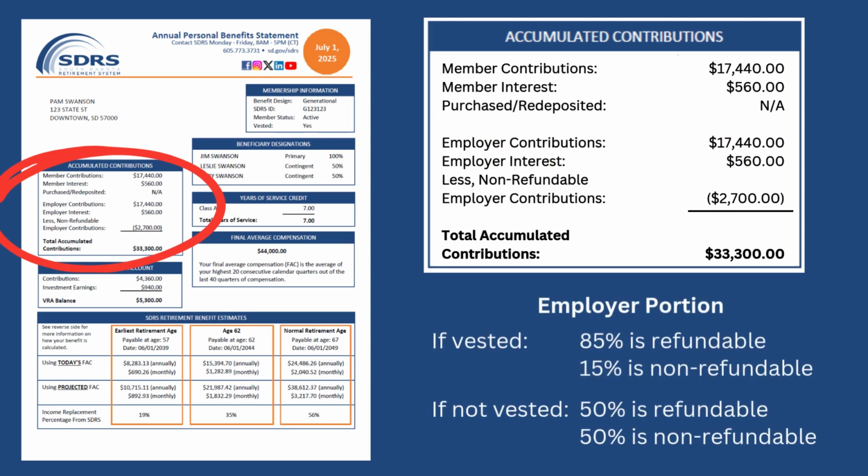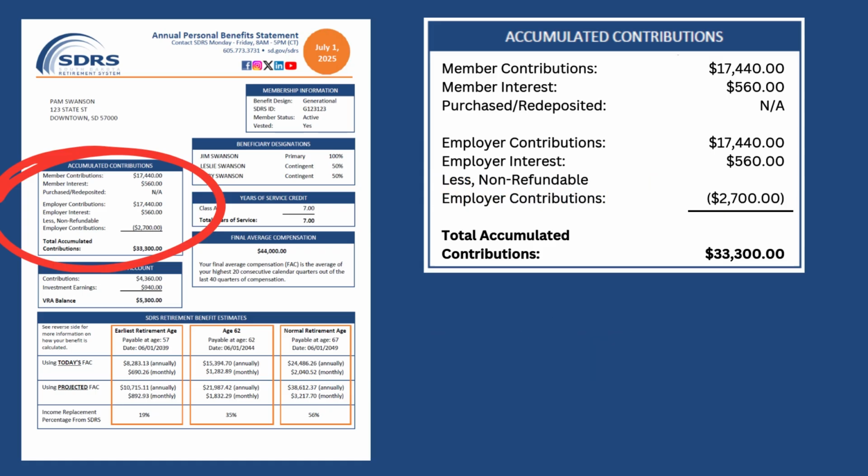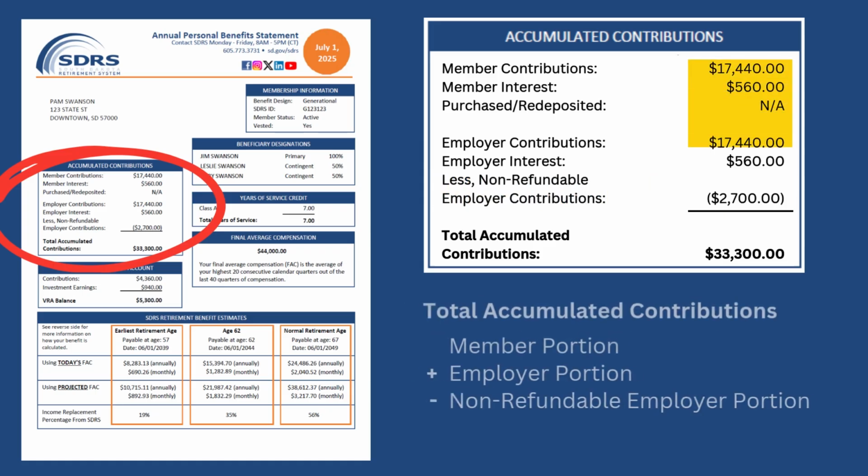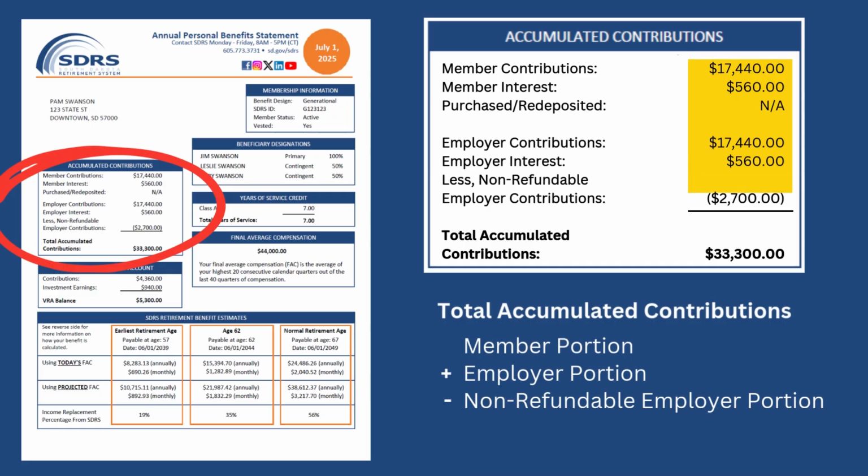By law, a portion of the employer's total contribution is not refundable. This non-refundable employer portion depends on your vested status. Since Pam is vested, she is entitled to 85% of the employer portion. If Pam was not vested, she would be entitled to 50% of the employer portion. By adding together Pam's member and employer contributions and interest and subtracting the non-refundable employer portion, you see Pam's total accumulated contributions, $33,300. This is the balance of her SDRS account.